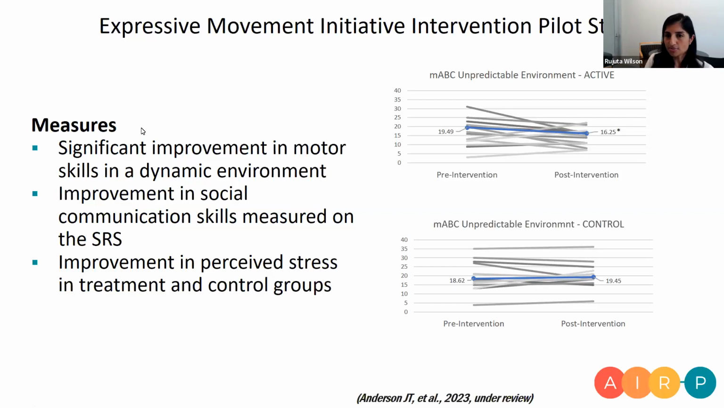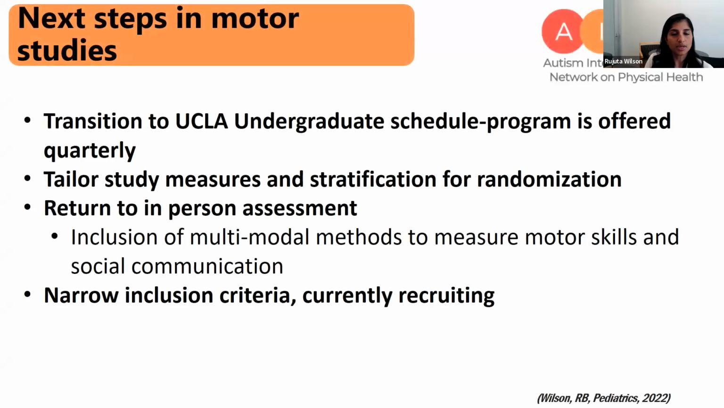So our next steps in terms of this pilot study for the neurology node: we've transitioned the program now fully back to the UCLA undergraduate schedule, which is an opportunity, since the program is now offered quarterly, to best embed both our active and our control participants. We have tailored our study measures and stratification for randomization and narrowed our inclusion criteria. So we've now narrowed it to those who have to have a diagnosis of autism, and narrowed our age range in terms of what we want to measure and what we want to show with this program itself.